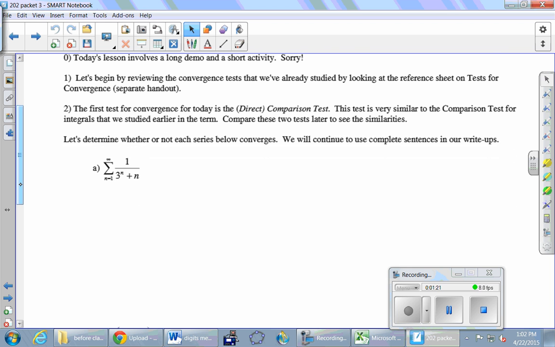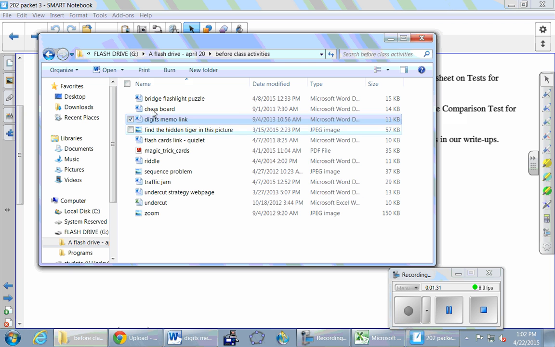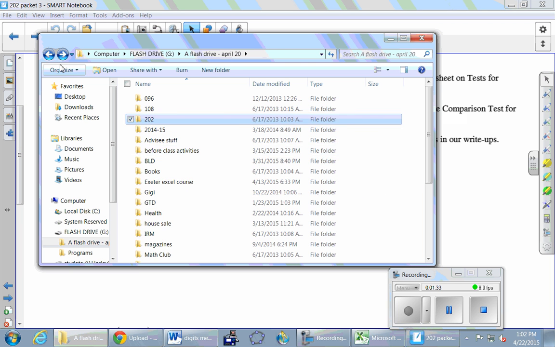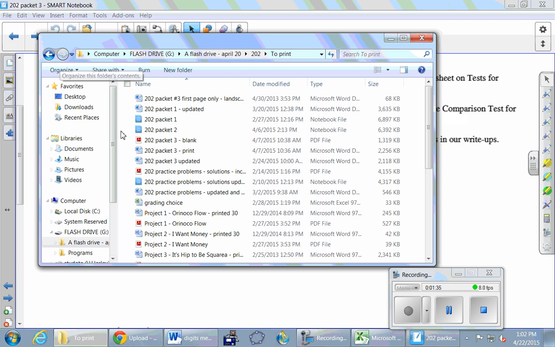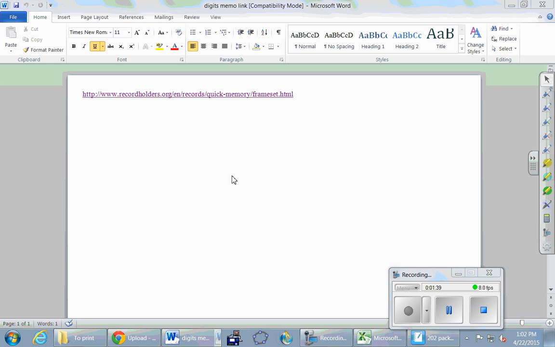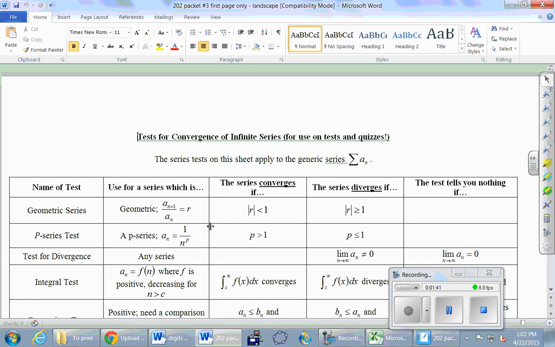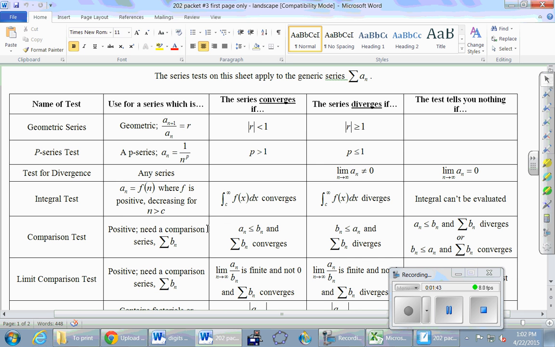All right, number 1 talks about reviewing the convergence tests we've already studied by looking at the reference sheet on that separate handout. Do you guys have that handy? Let's just take a quick look at that. It was a separate page, not the first page. It looks like this. It should be on Moodle. It was just a separate document.